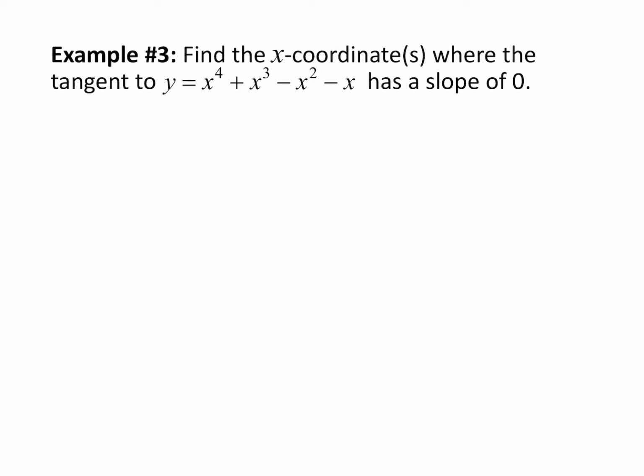In example number 3, we want to find the x-coordinates where the tangent to y equals x to the 4 plus x cubed minus x squared minus x has a slope of 0. So we're not looking for the equation of a tangent line. What we are looking for is where the tangent line would have a slope of 0.